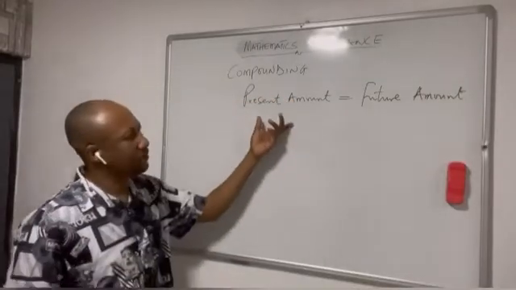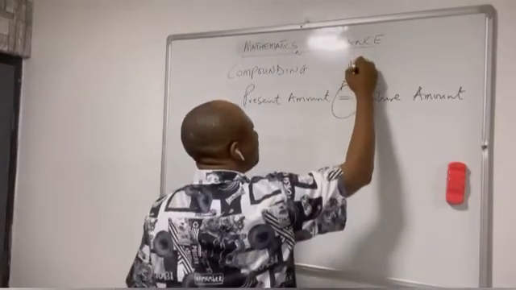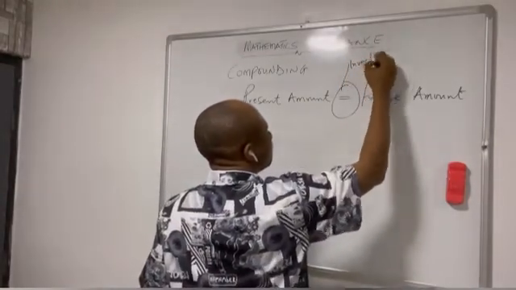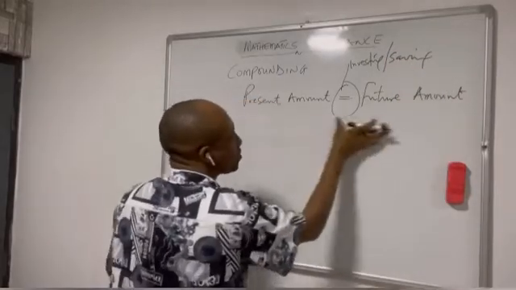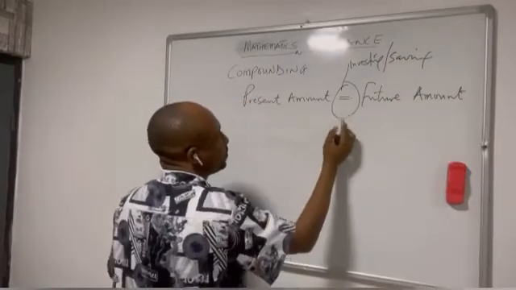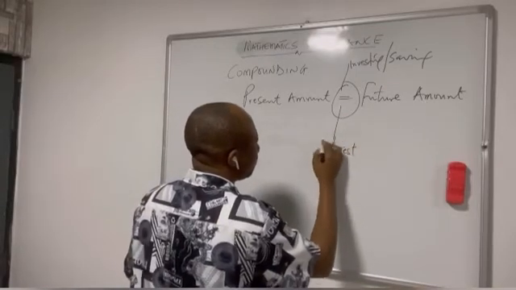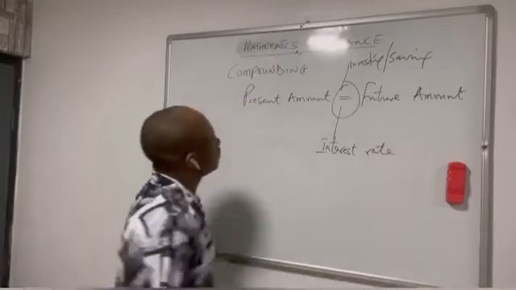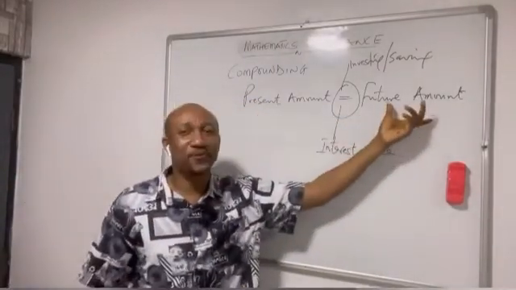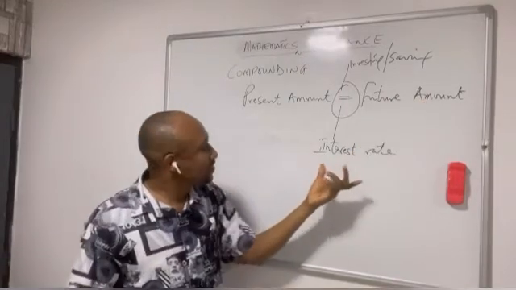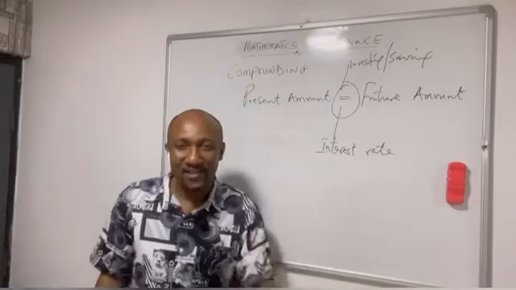Using a present amount to achieve a future amount simply by investing or saving, so that what brings about this relationship is what is called the interest rate. So compounding simply means using a present amount to achieve a future amount by the relationship which is determined by interest rates. Now let's take an example.